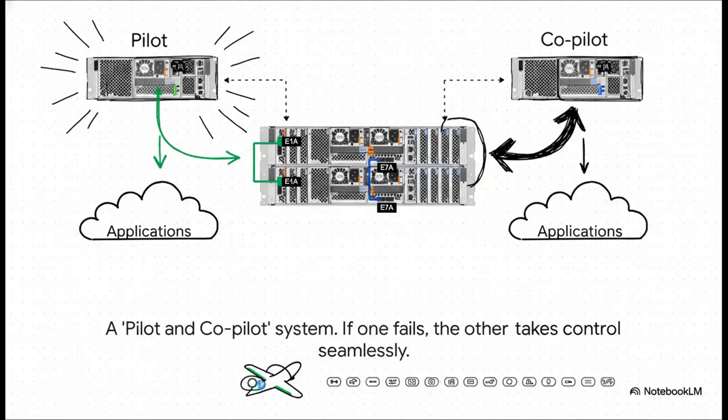And this slide just nails the concept perfectly. Think of it like a pilot and co-pilot system for your data. If the main controller, our pilot, runs into any trouble, the co-pilot takes over immediately and seamlessly. And the best part? The passengers, which are your applications, they don't even know a switch happened.